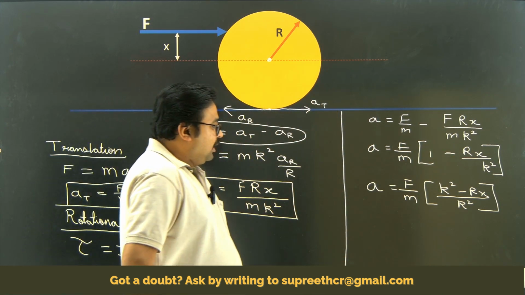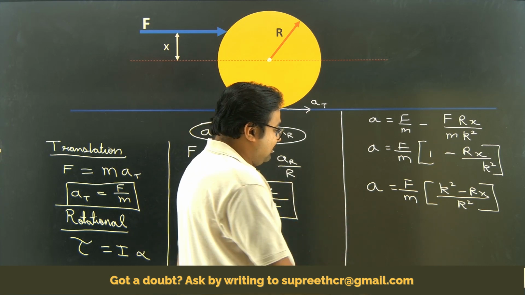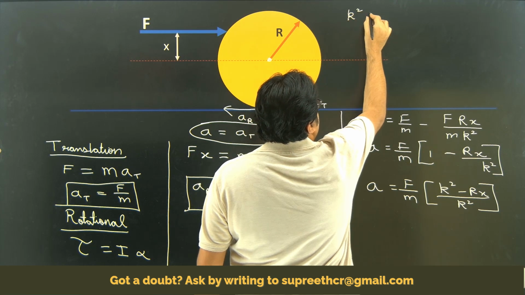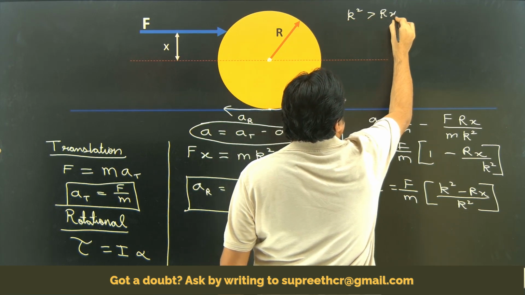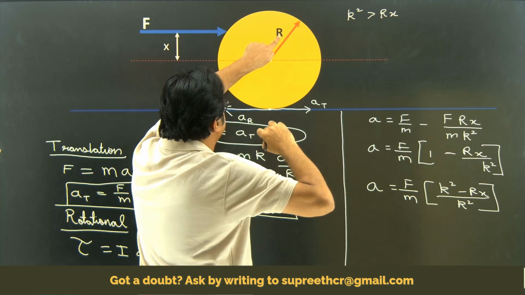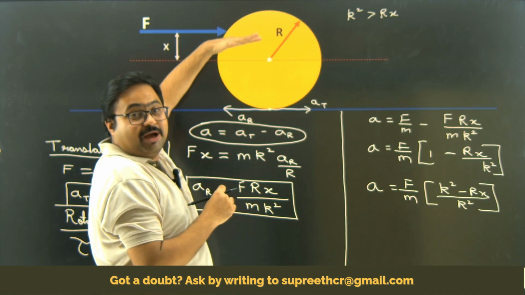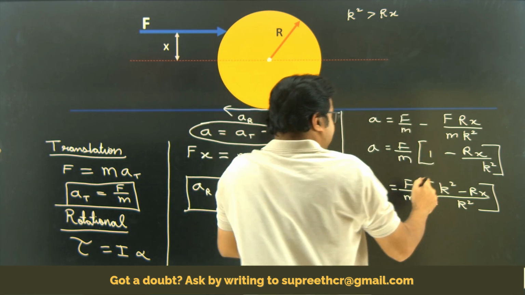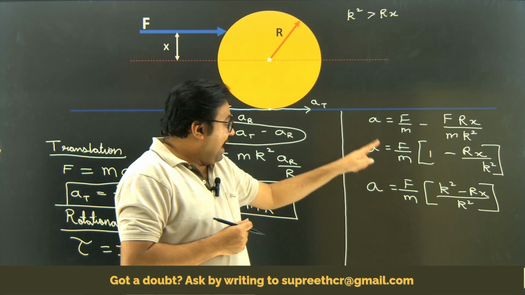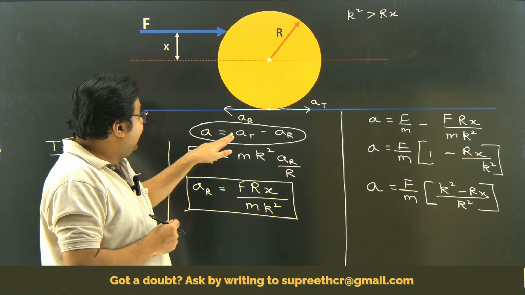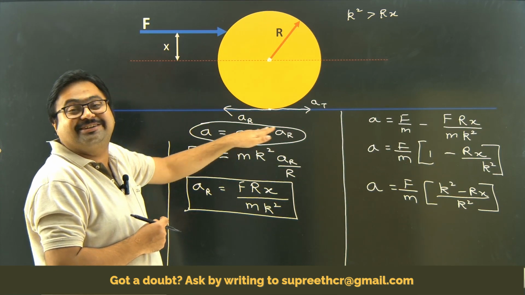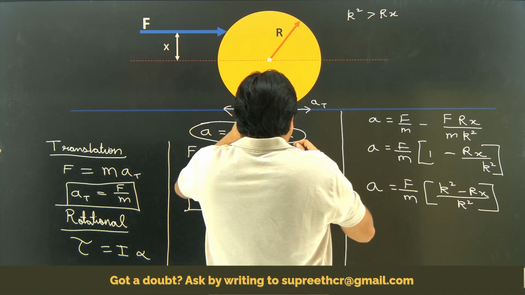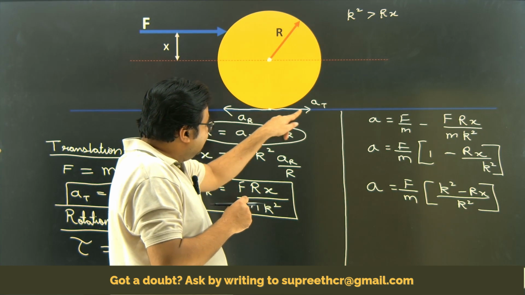Now, when will this answer be positive? Look at this equation. You will have this answer to be positive if k square is greater than R into x. R is radius, x is the distance above the center where a force is being applied. This is when our acceleration would be positive. Acceleration being positive would mean that translational acceleration is greater than rotational acceleration. So that means translational acceleration is in that direction.